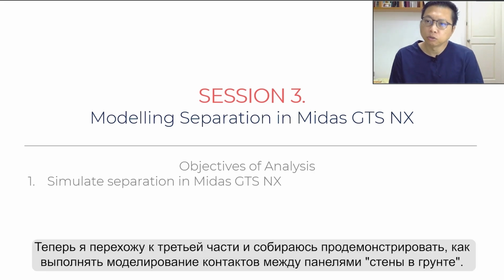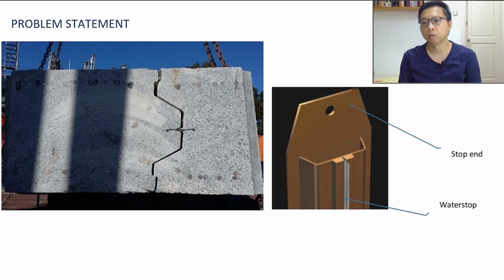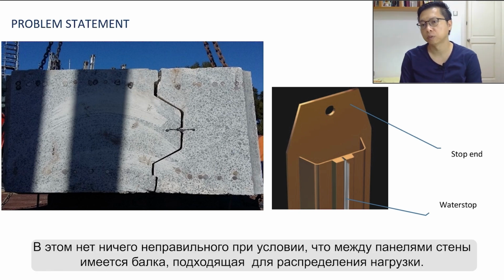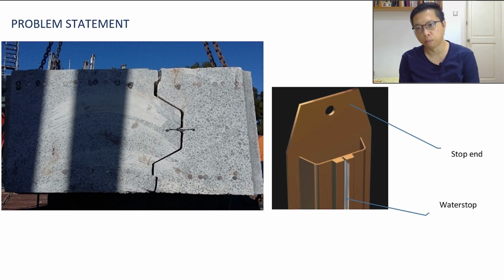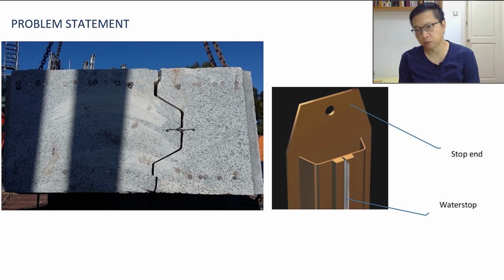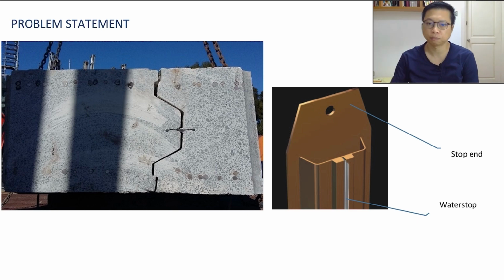Now, I'm going to demonstrate how to model separation in session 3. Most of the time, we model diaphragm wall as a continuous wall. There is nothing wrong with that, provided there is a waler beam to distribute the load in between diaphragm wall panels. Diaphragm wall is formed by discrete panels. There's no reinforcement to connect the two panels together.